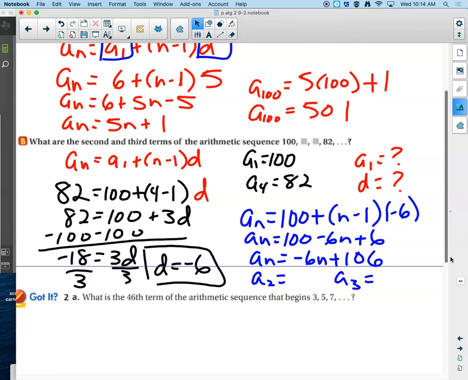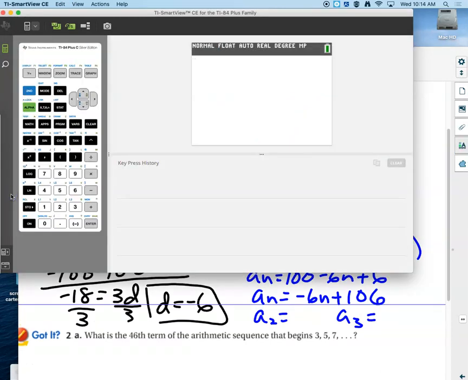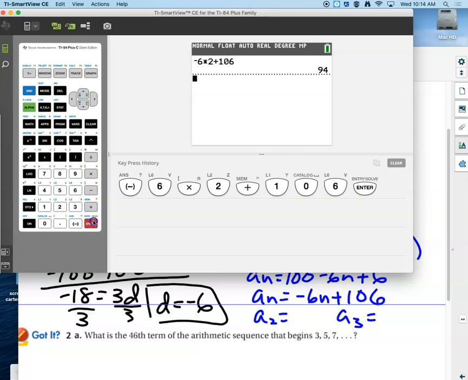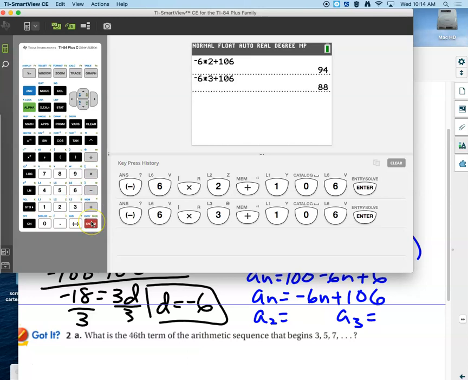So, if you didn't want to do it in your noggin, you could grab your calculator and punch in -6 times 2 plus 106 and get 94. And then -6 times 3 plus 106, 88. And we have them.